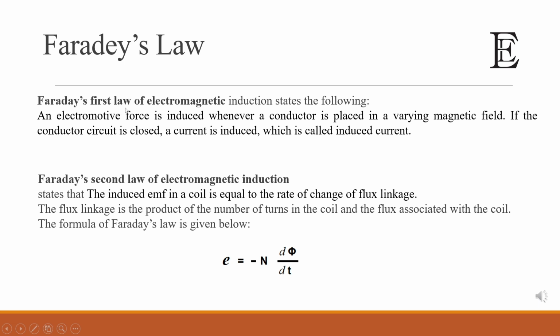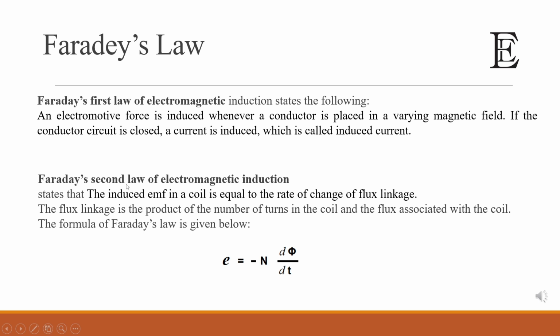Faraday's first law of electromagnetic induction states the following. An electromotive force is induced whenever a conductor is placed in a varying magnetic field. If the conductor circuit is closed, a current is induced, which is called induced current.